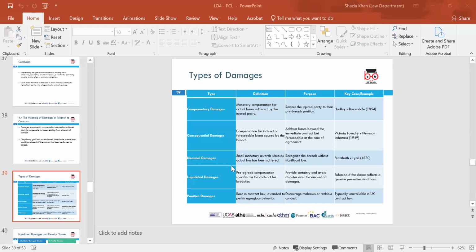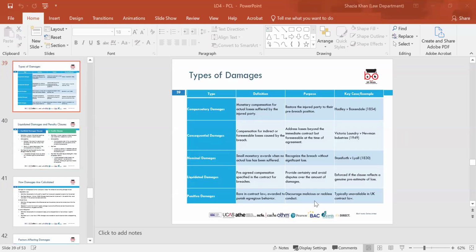Nominal damages, small monetary awards when no actual loss has been suffered. The purpose is to recognise the breach without significant loss. And the key case is Stanforth and Lyle, 1830.